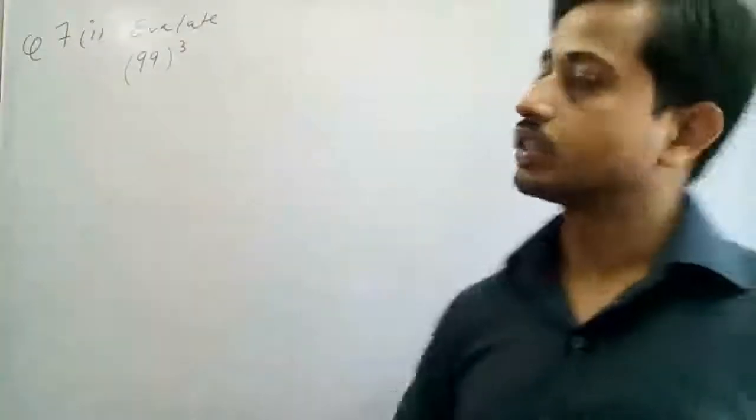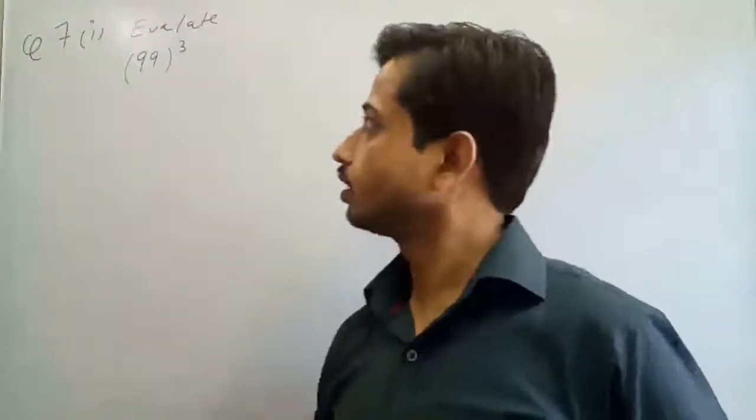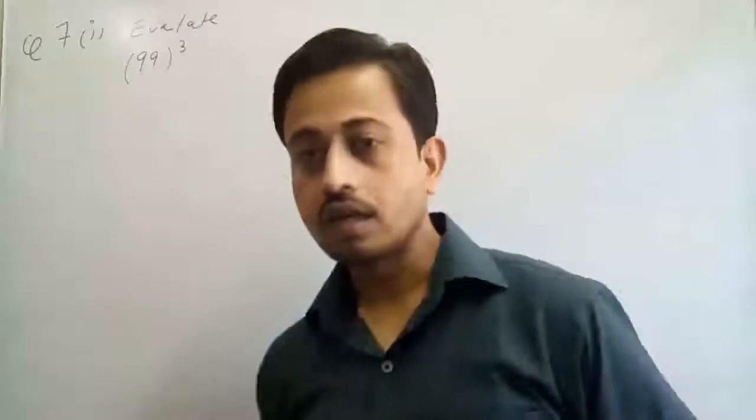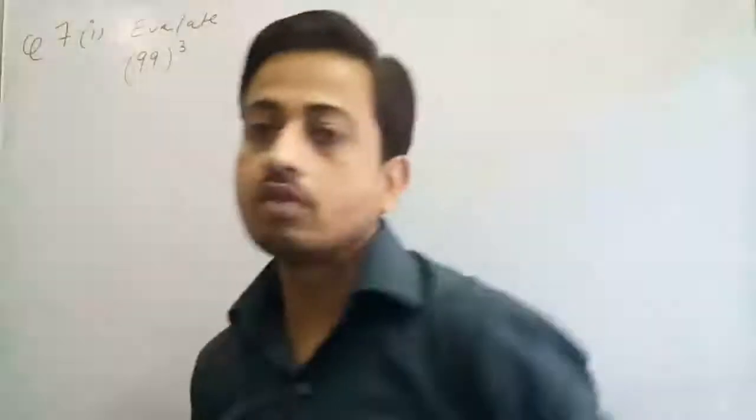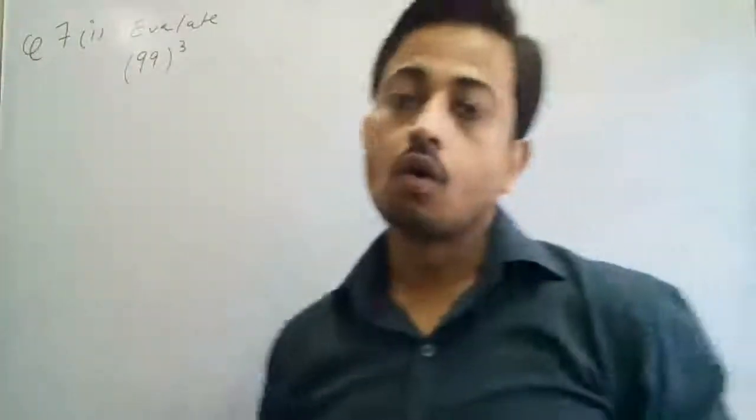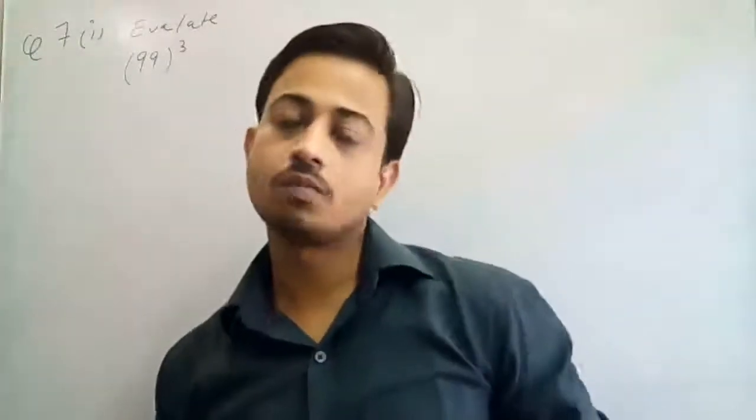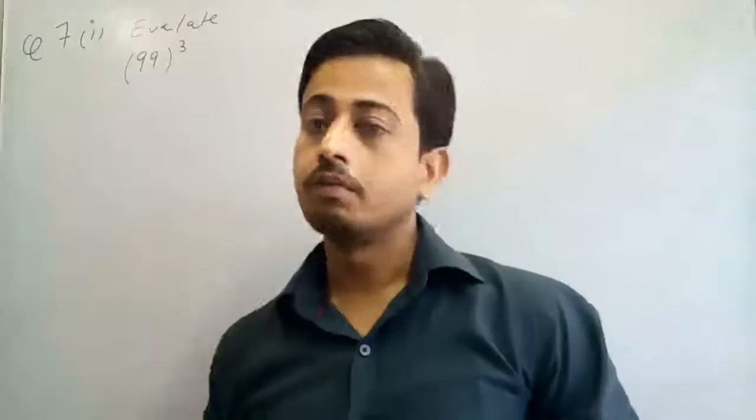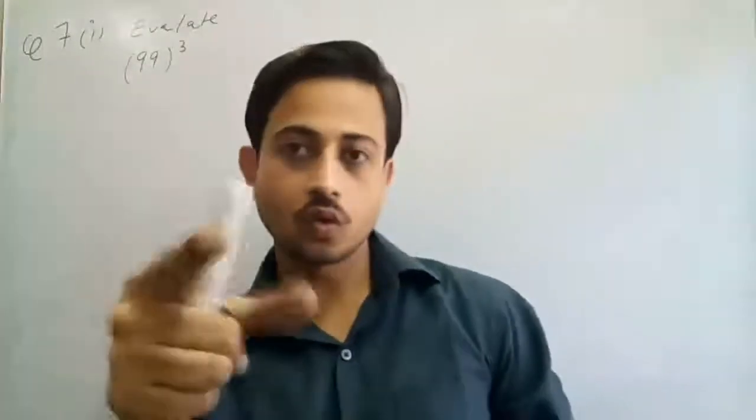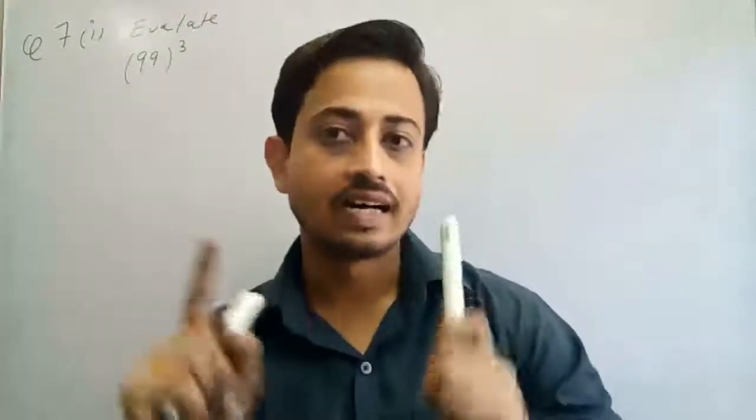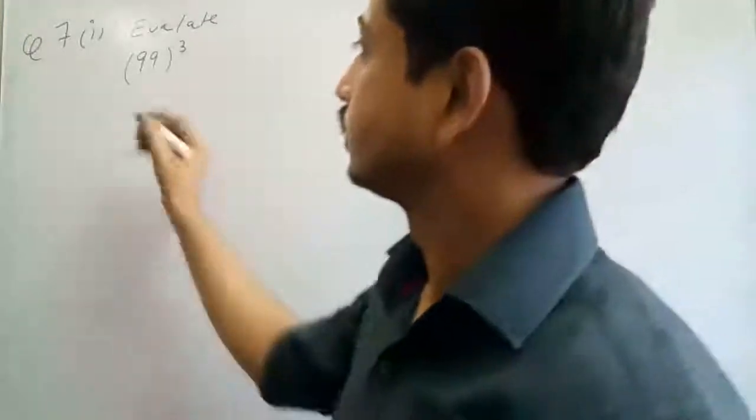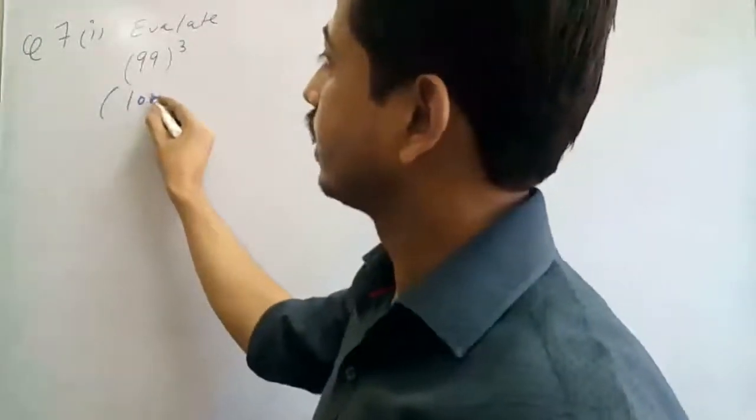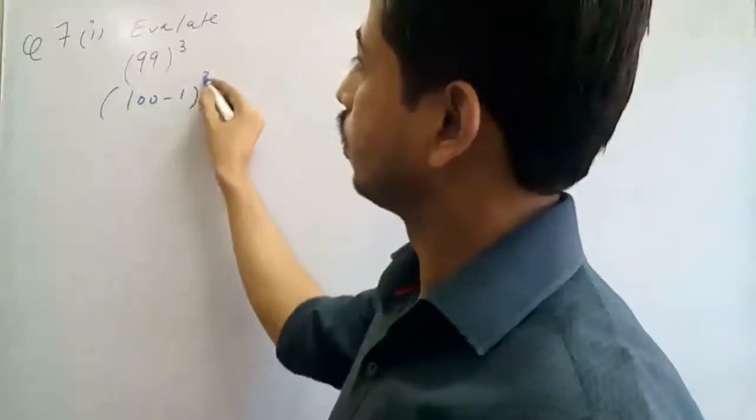Now question number 7, part 1. We have to evaluate 99 whole cube. So it means we have to apply the identity for whole cube, but it is a single term, and you know how we can write it as 100 minus 1. So this can be written as 100 minus 1 whole cube.